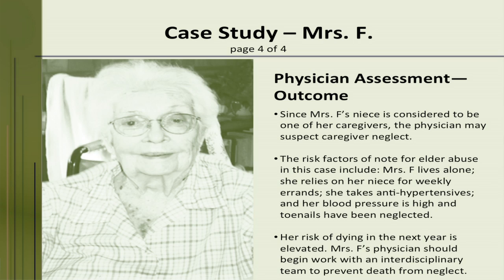Okay, so since Miss F's niece is considered to be one of the caregivers, the physician may suspect caregiver neglect, right? Because now you have an older adult who is dependent on a formal caregiver, which is her niece in this case, and her needs are not being met. So we might consider this to be an incident of caregiver neglect. Now, the risk factors of note for elder abuse include, well, Miss F lives alone, she's dependent, she takes antihypertensives, her blood pressure is high, and her toenails have been neglected. So these may be signs of the neglect. And then her risk of dying in the next year is elevated. We can't say that her risk of dying in the next year is X, but what we can say is that if we compared Miss F to an older adult who may not be experiencing caregiver neglect, then at any point in time, her risk is at least 300% higher. And that's what we gathered from the previous studies that we had on mortality.